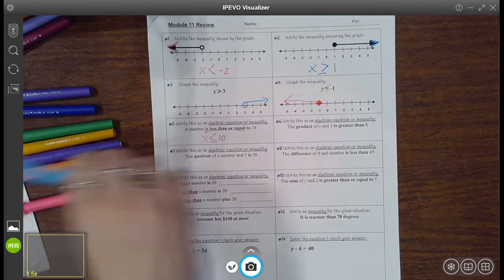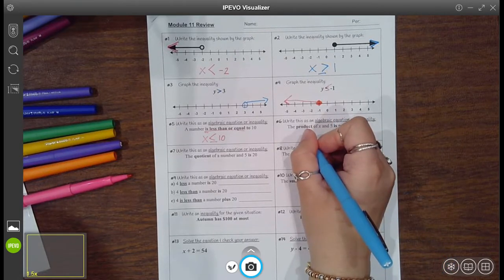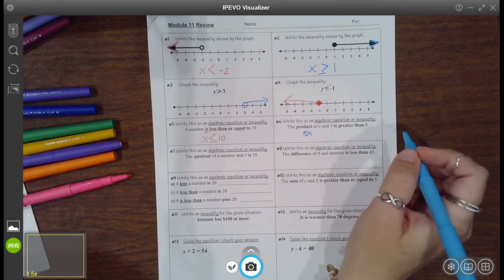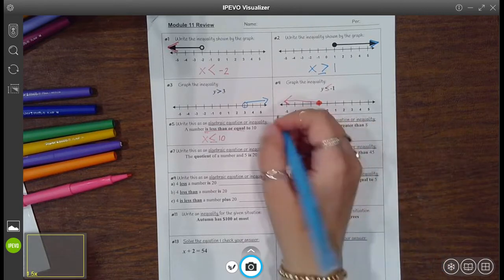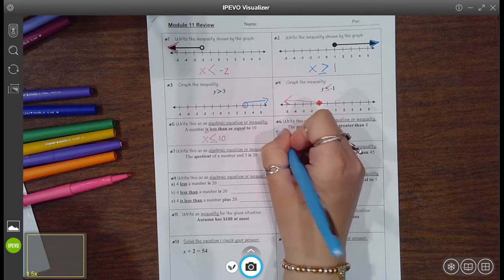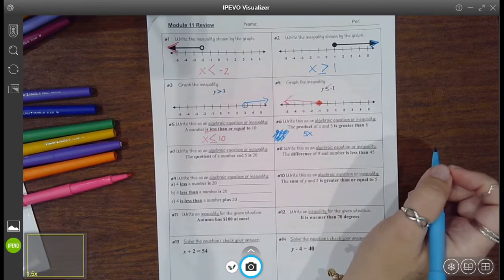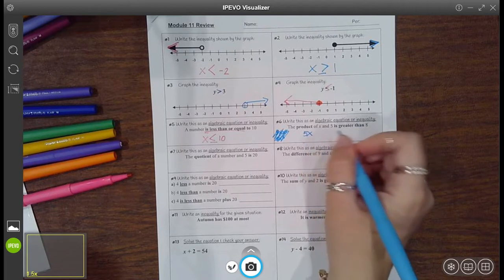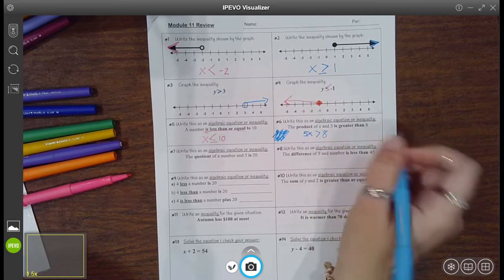Okay, the next one says the product of x and 5, so 5 and x. And when you say product, you know it's multiplying. Please don't use an x to represent multiplication because otherwise it would look like 5x times x, which is 5x squared, and that's not what this is saying, okay? So we don't want to use x to represent multiplication anymore. This is saying 5 times some number x is greater than, so greater than sign, 8.